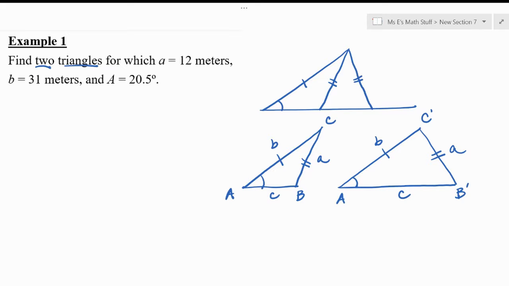Okay. So you can label what's what as well, right? You could say equals 12. B is 31. And A is 20.5. There we go. Okay. Now let's get started.